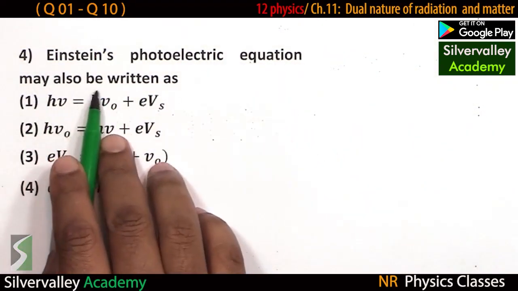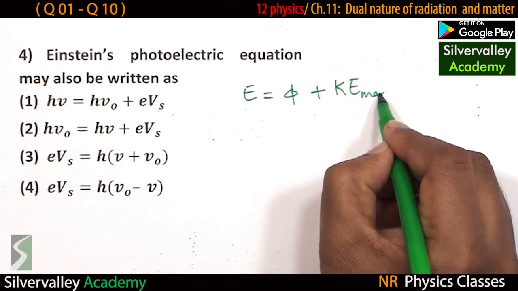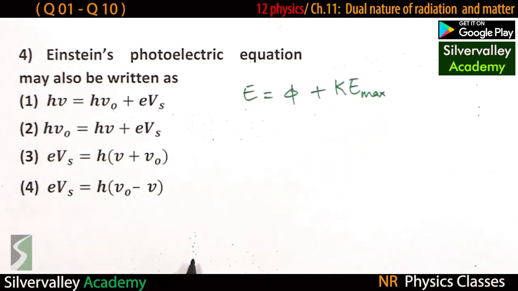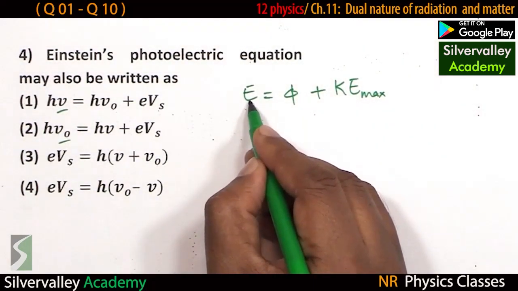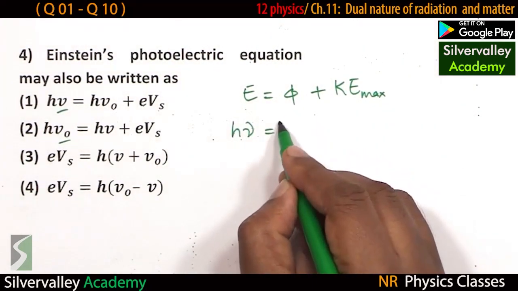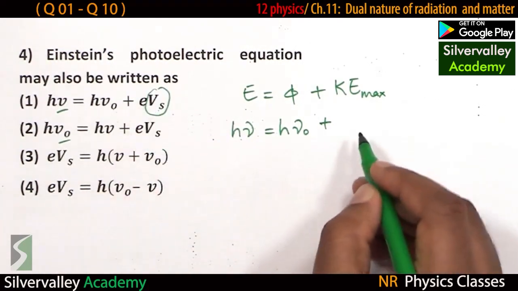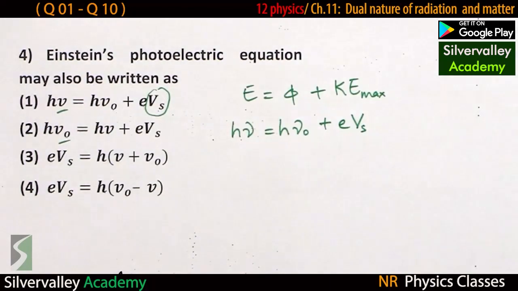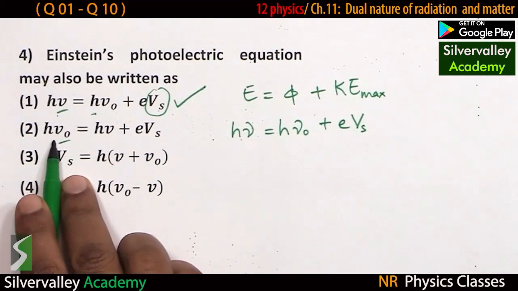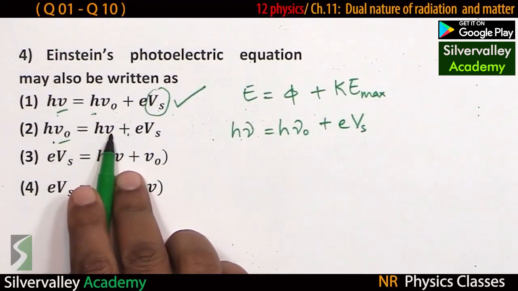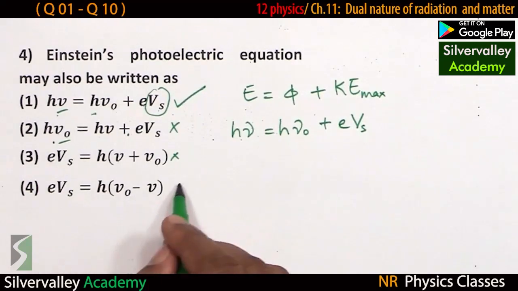Einstein's photoelectric equation may also be written as, so E equal to work function plus kinetic energy. This is maximum kinetic energy. Time being, let me write just Ke. This form is not here. And observe frequency. Energy of incident photon is h nu. Work function is h nu naught plus. Here kinetic energy is in terms of stopping potential. So e Vs. h nu equal to h nu naught plus e Vs. Correct. Check this. h nu should be on the left hand side. Not correct. In this, not correct. In this, not correct. So first option.